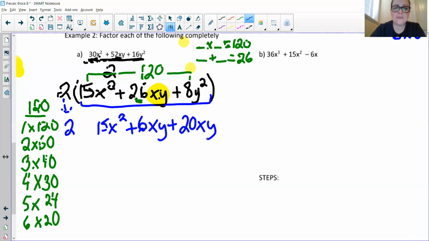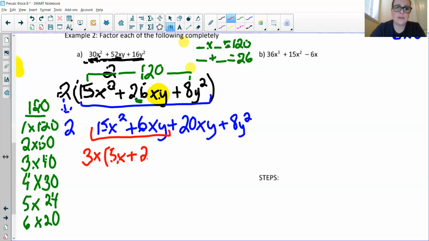And then it's going to be plus 8y squared. I'm running out of room. All right, so now you're going to do what we did before. You're going to look at just these two terms, okay? And those two terms have something in common, and it is a 3 and an x. So 15x squared divided by 3x is 5x. And 6 divided by 3 is positive 2. X divided by x is 1, and you're left with just a y.